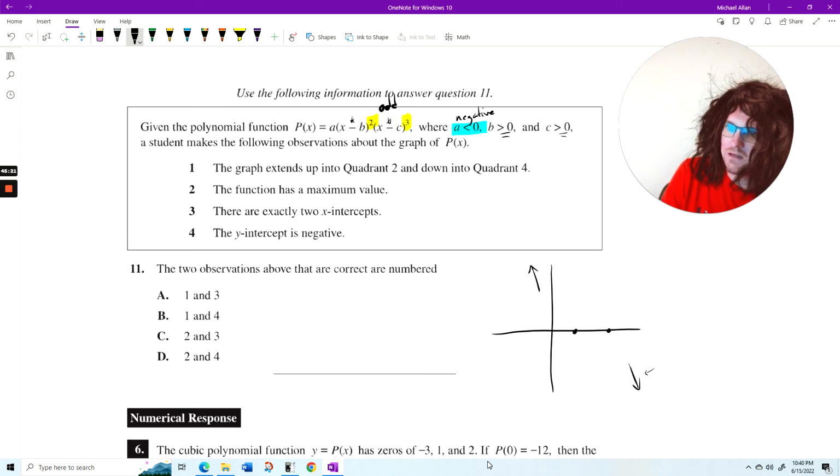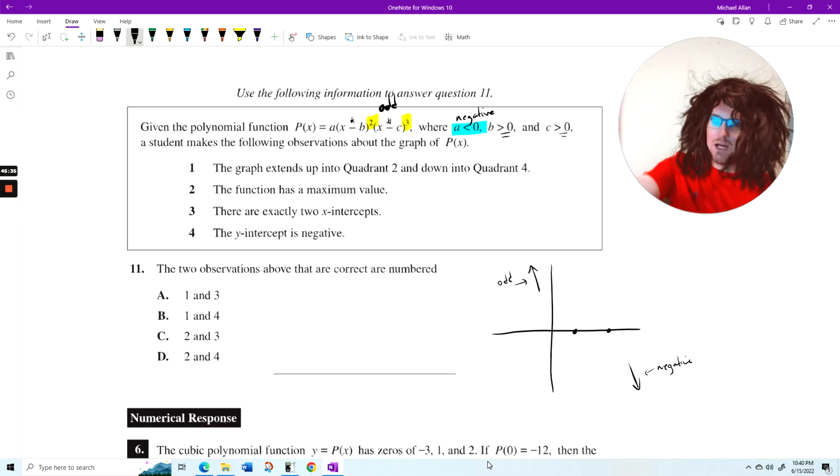So this is negative, right? That one's pointed downwards because of the negative. This is pointed upwards because it's odd, right? Because they're in opposite directions. Okay, now because of the square and the cube, actually, I don't know what else we have to do here. So this is quadrant 2, Q2, and so then here's Q4. So this is true, extends from quadrant 2 to quadrant 4.